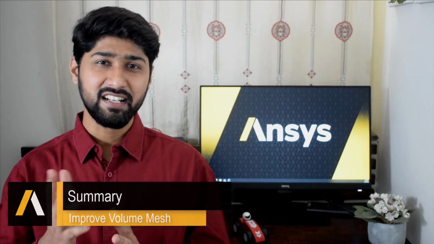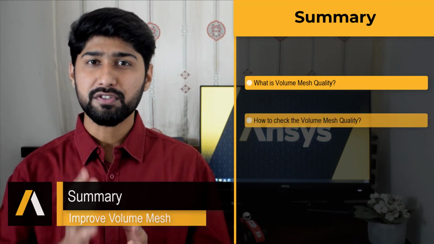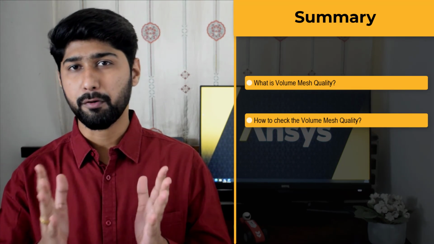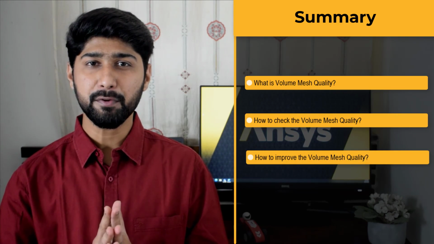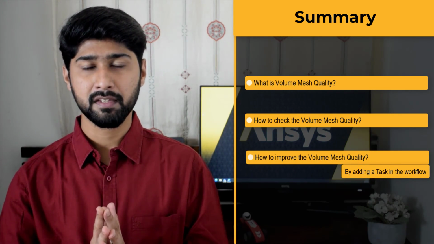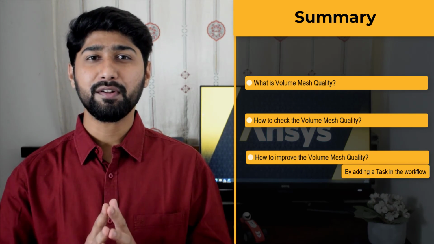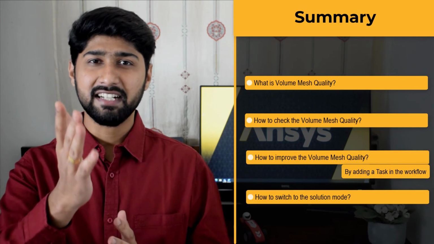Let's summarize what we learned. We understood what the volume mesh quality is and how to check it in Ansys Fluent Meshing Watertight geometry workflow. We also discussed how to improve the volume mesh using an additional task in the workflow. Finally, we touched upon the different ways to switch to the solution mode. With that, let's end this lesson.